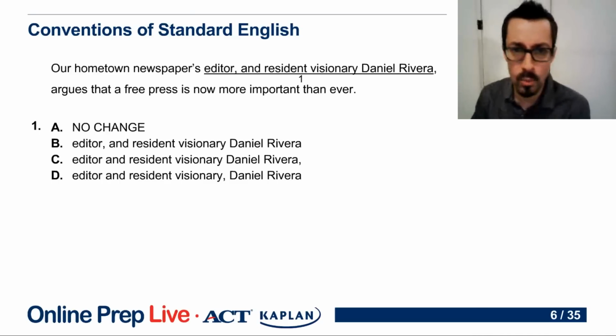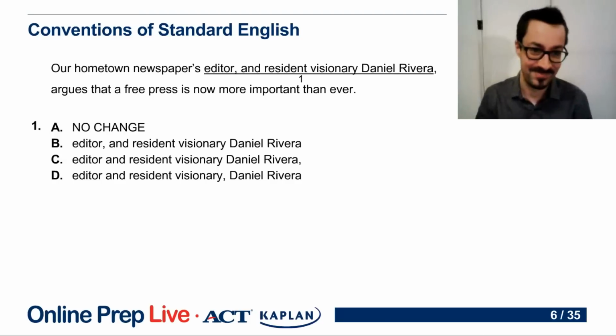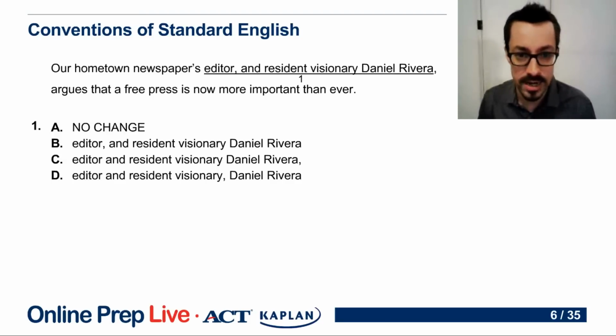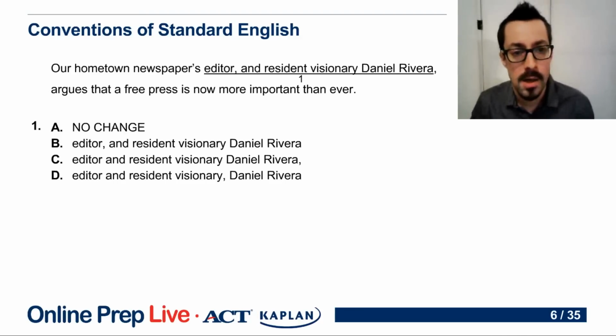And so you can see here, we're not going to read the whole passage. We're not going to read anything around this sentence. We are just going to read this sentence right here and get this question right. It says, our hometown newspaper's editor and resident visionary, Daniel Rivera, argues that a free press is now more important than ever. Daniel, how right you are.